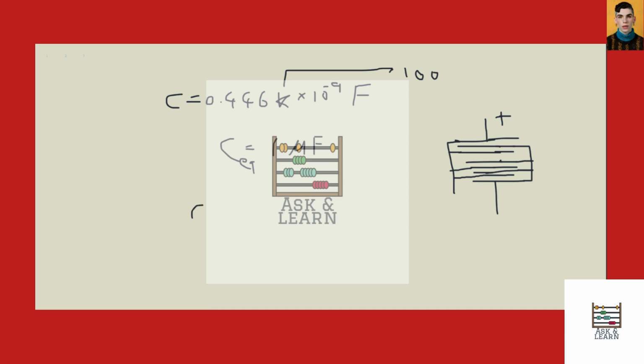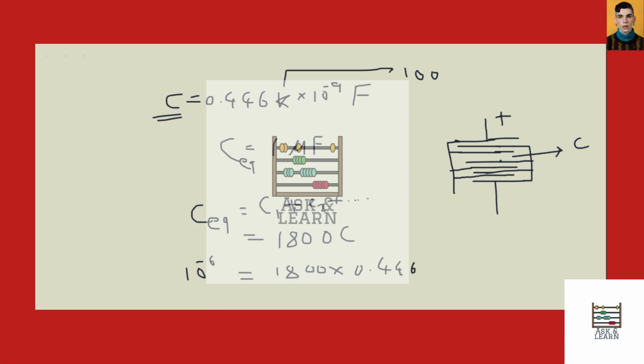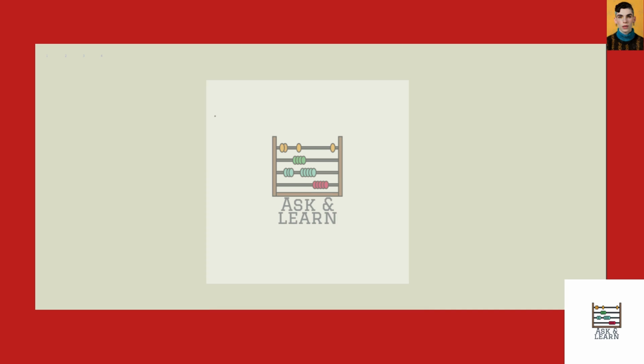So it means that C equivalent, as we know, for parallel plates is just the addition of all the capacitors. In our case, we have all the capacitors with the same value C, and there are 1800 of them. So 1800 C. So C is this value. Now we know C equivalent, which is 10 power negative 6, and now we know the value of C as well. 1800 times 0.446 times 10 power negative 6 and K. So from this we can find out the value of K.